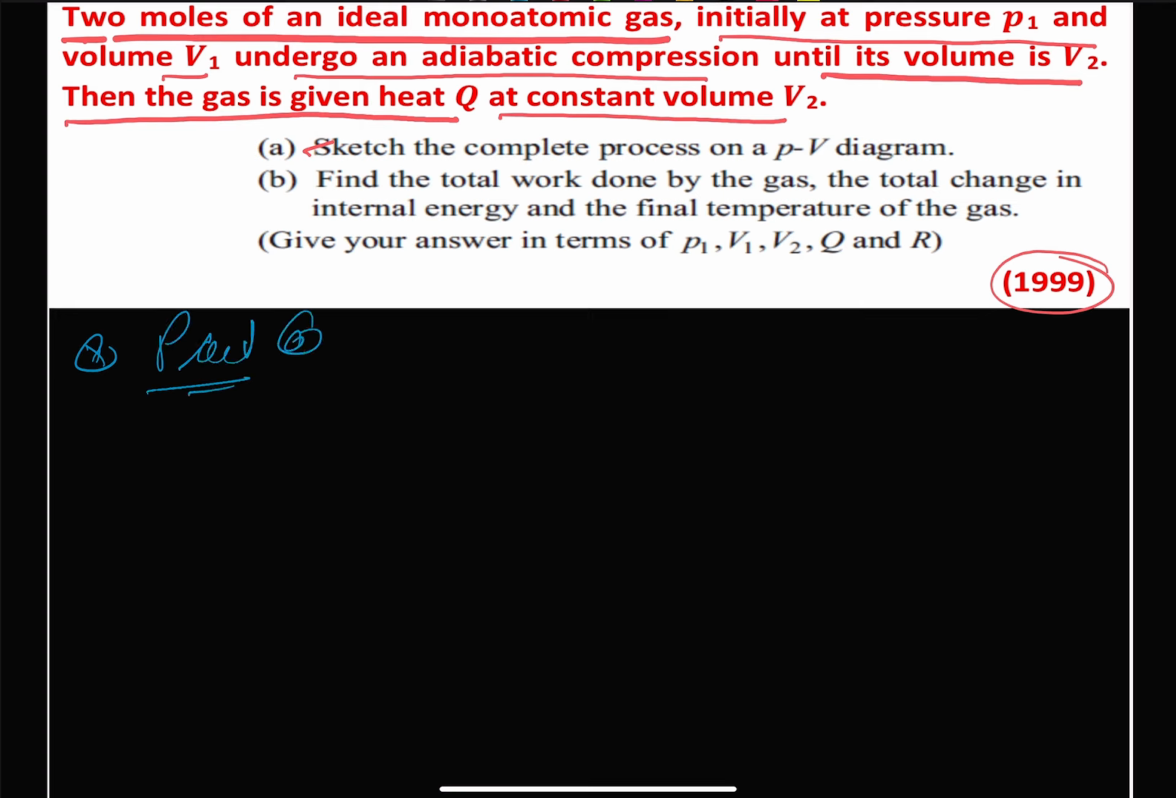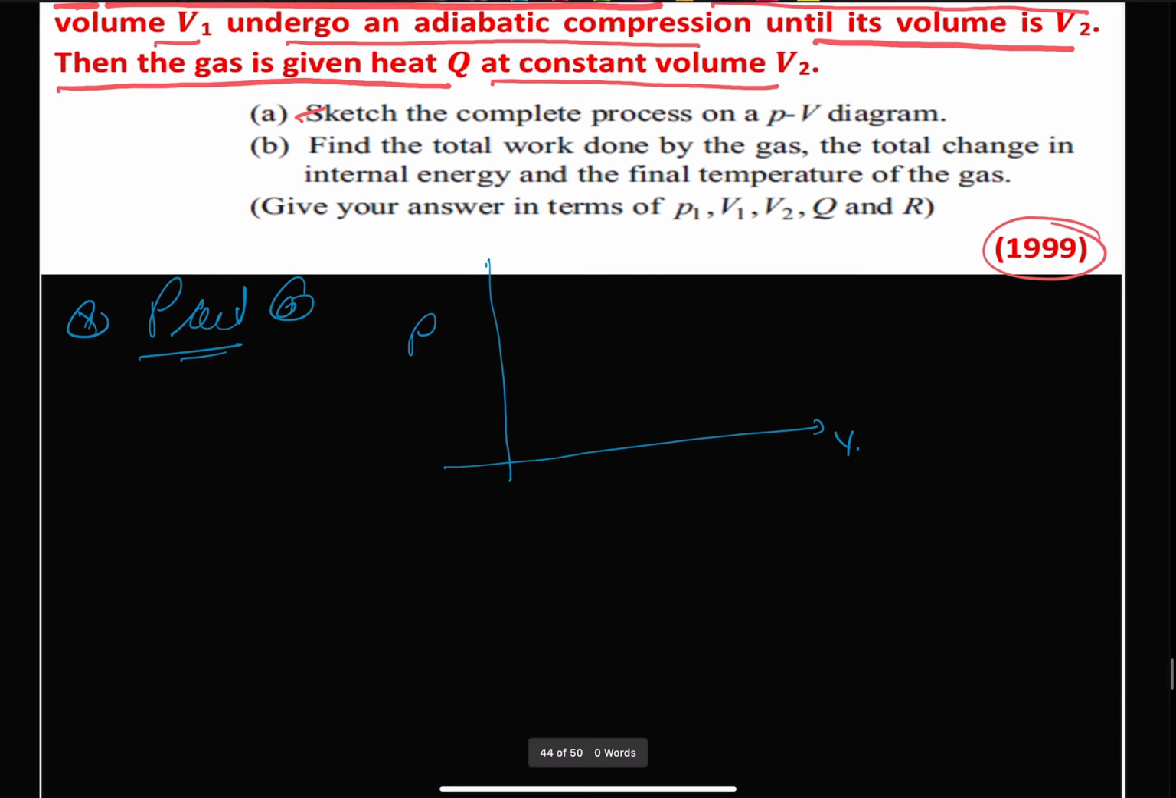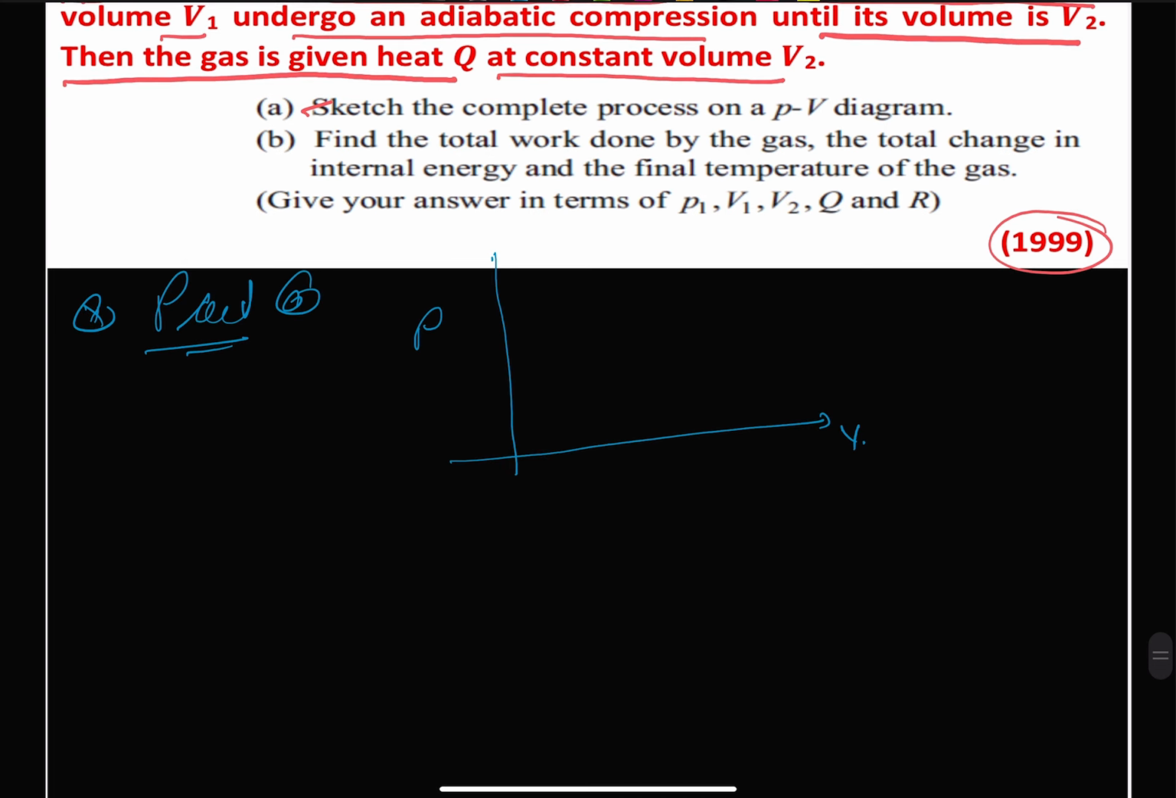And this is our adiabatic compression. So this is our pressure P, and this is our volume, and initially it is P1 V1. So let us start from here. This is point A, P1 V1, and it is compressed. It goes something like this, and it reaches B.